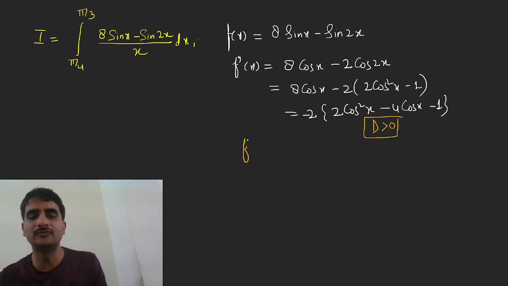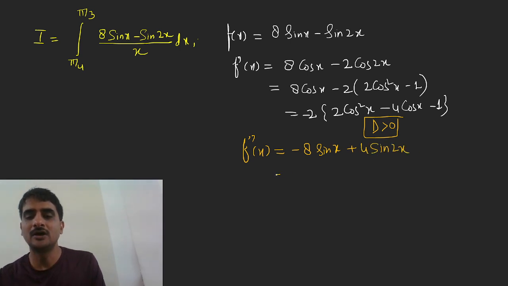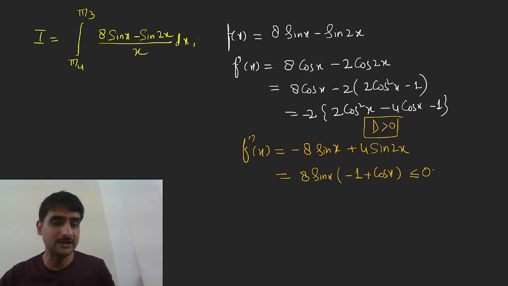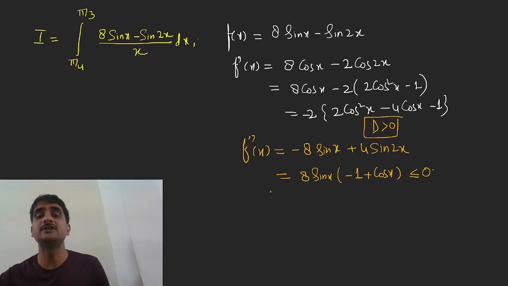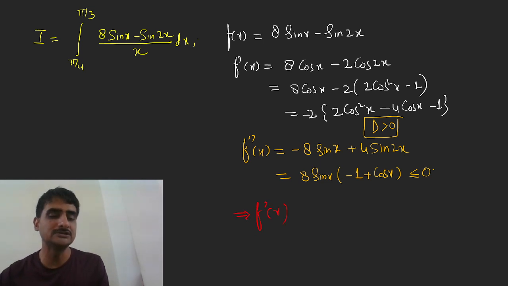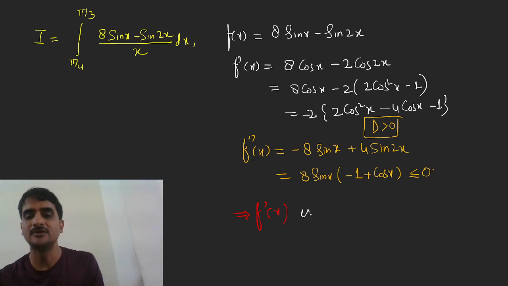So now I will go for f double dash x, because once you go for f double dash x, you get it as plus 4 sin 2x minus 8 sin x. Now you simplify it. Take 8 sin x common. You have minus 1 plus cos x, which is for sure less than or equal to 0. So what does that mean? That means from here we can definitely claim f dash x to be a decreasing function. So one thing is for sure, f dash is a decreasing function.